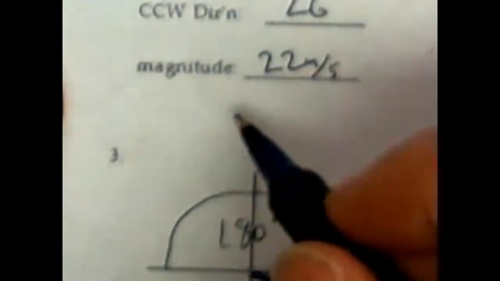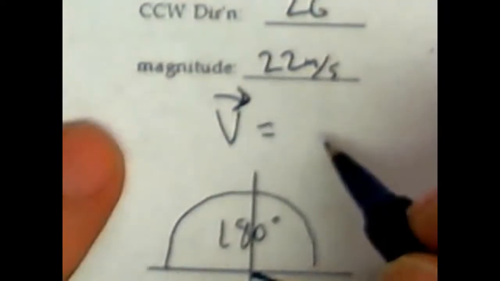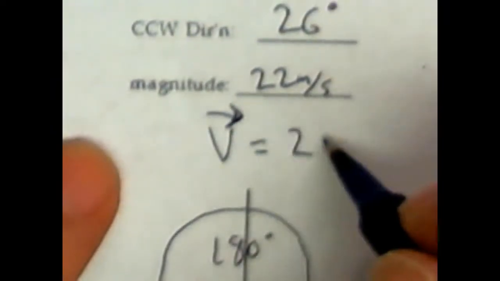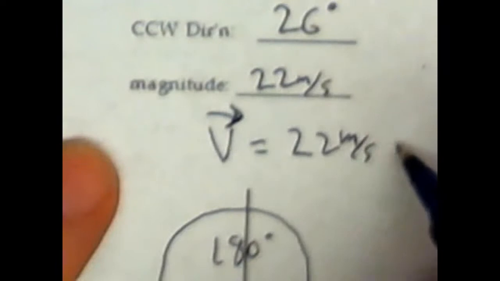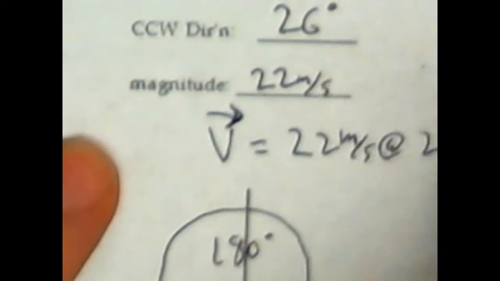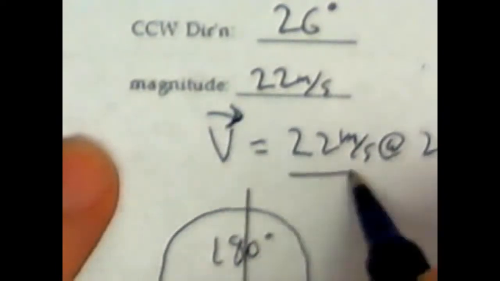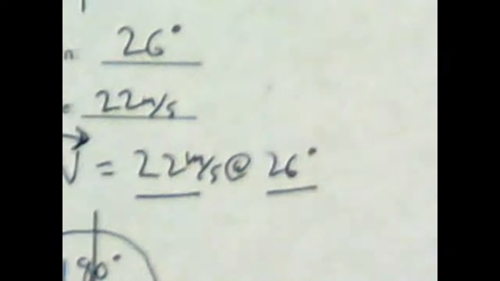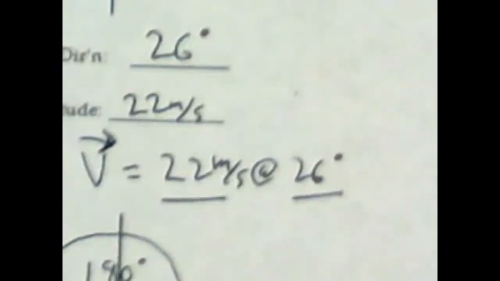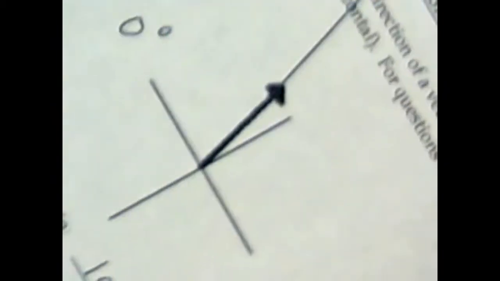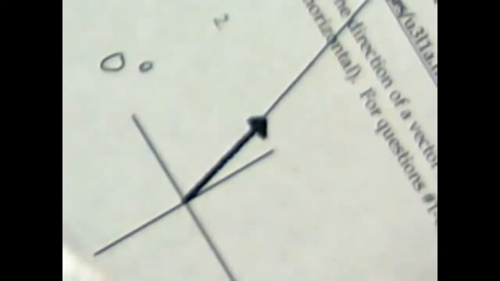Therefore, if I was going to write this vector down, I would say the velocity is equal to, and it is a vector, so I might put an arrow over the top to show it's a vector, 22 meters per second at 26 degrees. Again, a vector has to have both magnitude and direction. Can't have just one or the other. Alright, let's try the others. Hopefully you can pause it and actually measure these for yourself and get similar to what I'm getting.